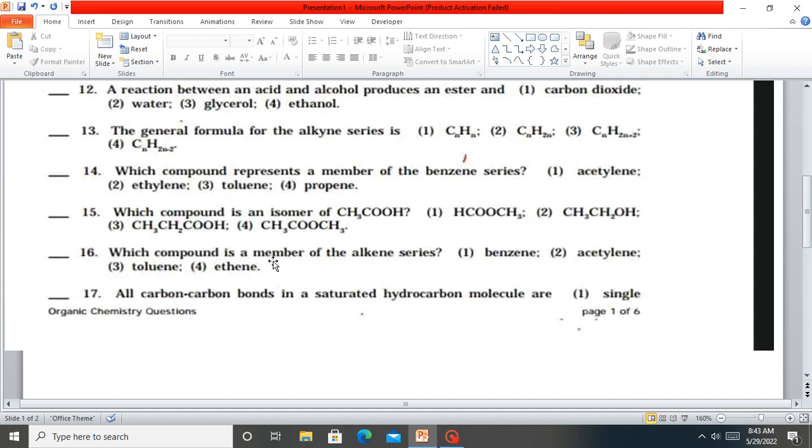Which compound is a member of the alkene series? So which of these is an alkene? Is it a benzene, acetylene, a toluene, or an ethene? An ethene is part of the alkene series, so the answer is the fourth one. All carbon-carbon bonds in saturated hydrocarbon molecules are single. All the bonds in alkanes are single bonds. So the answer is 1, single bond.